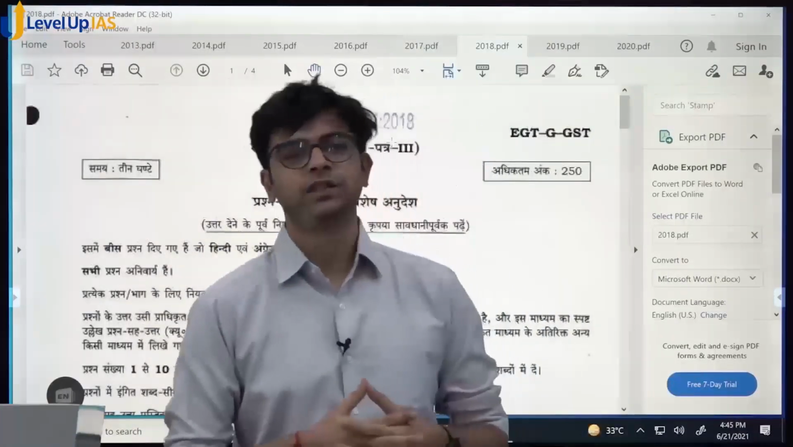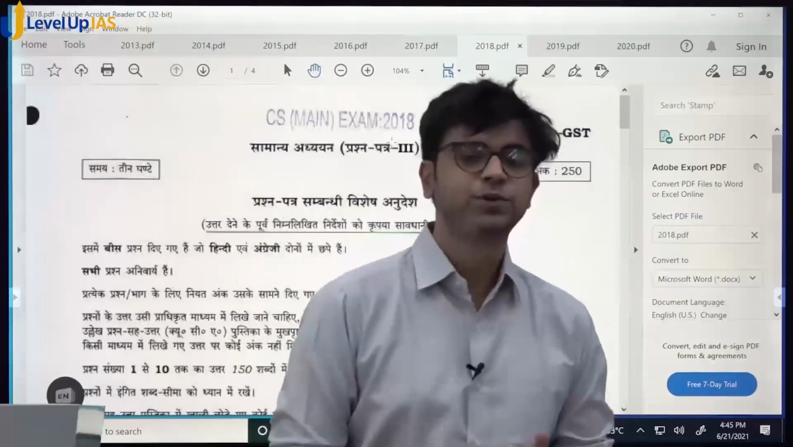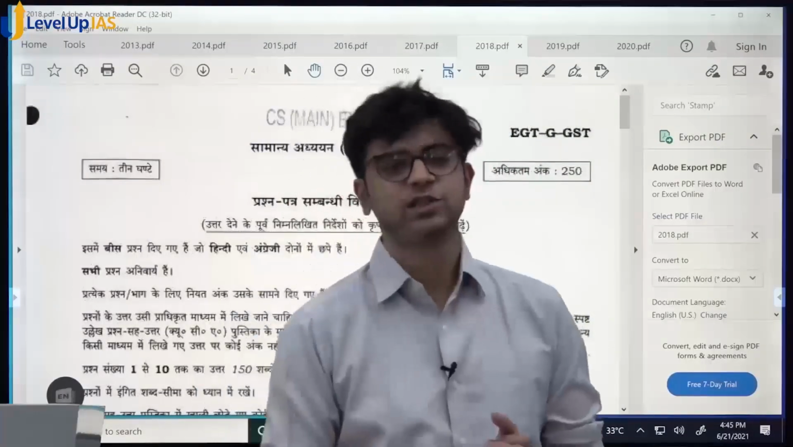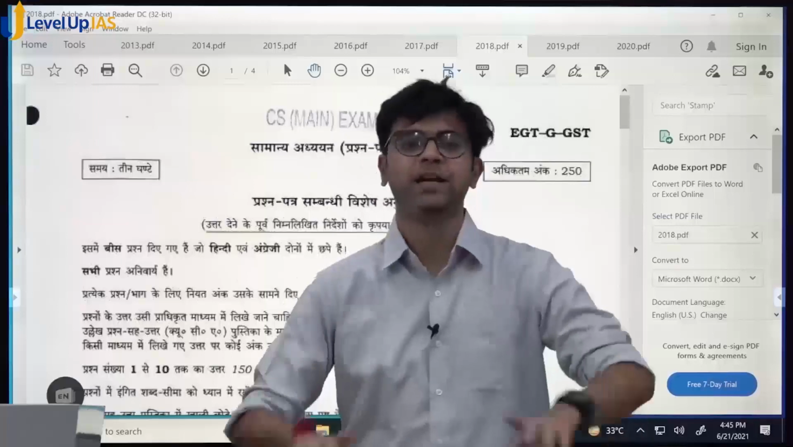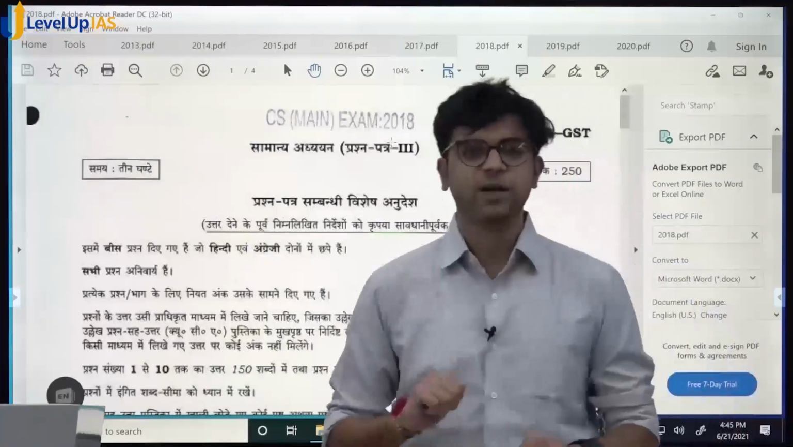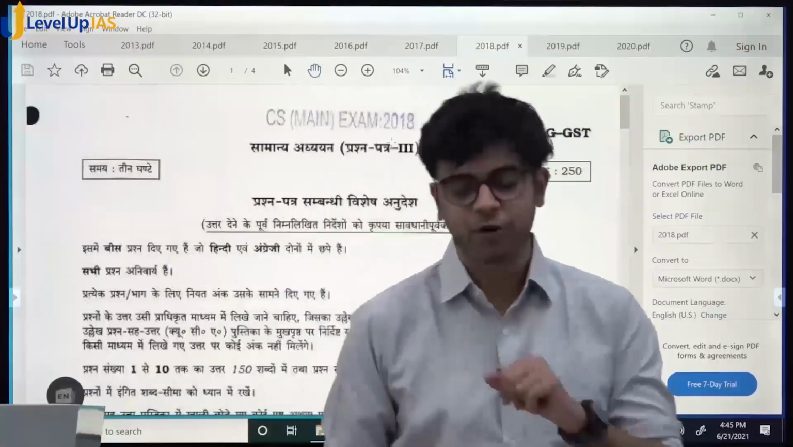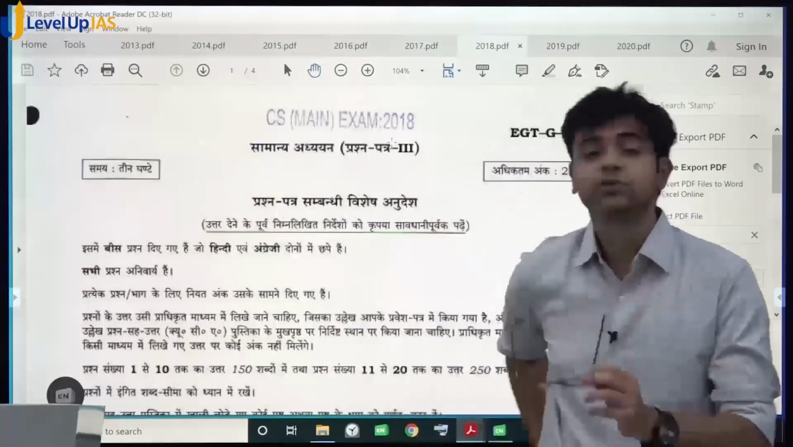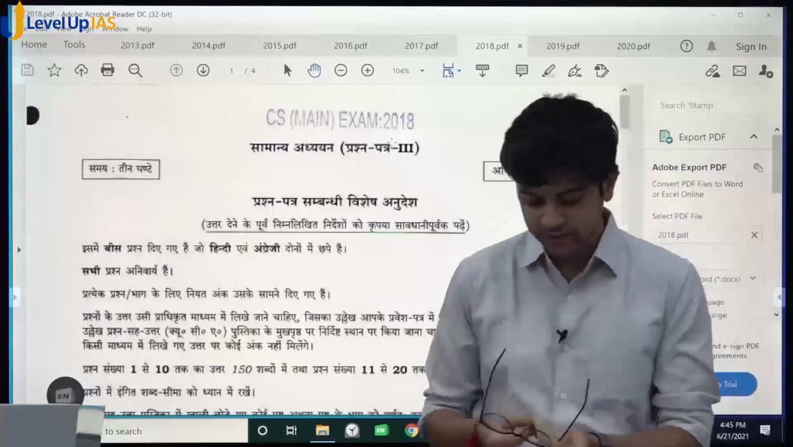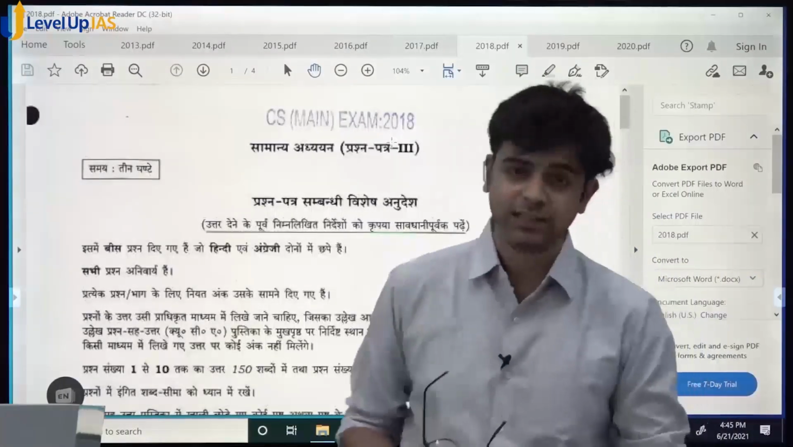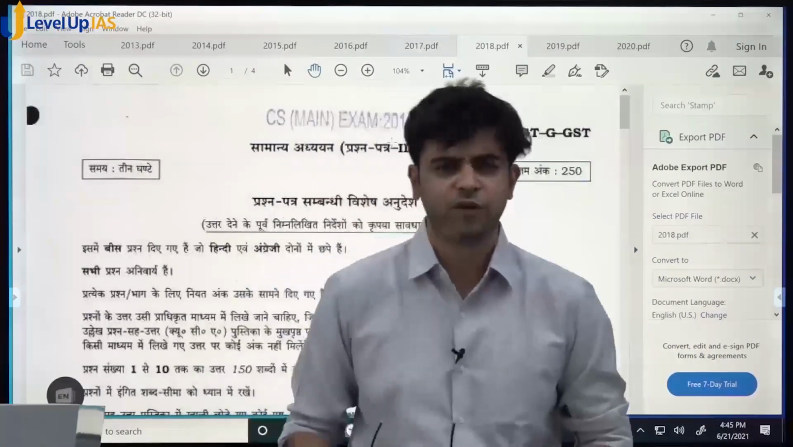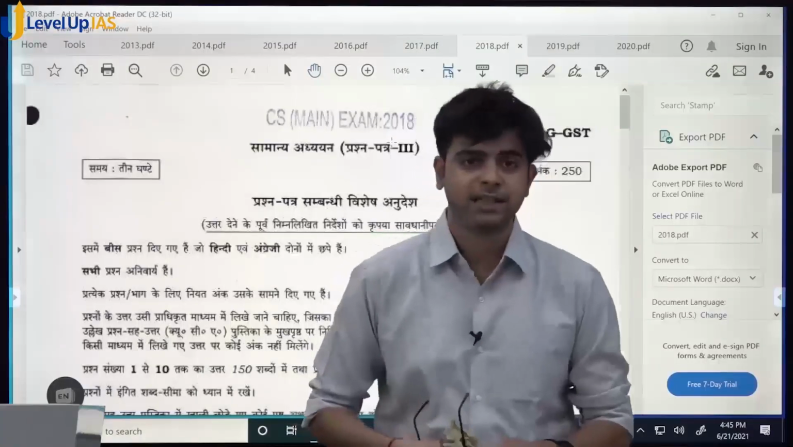The first point was Indian economy and issues relating to planning, mobilization of resources, growth, development, employment. Issues is the word. Second point, inclusive growth and issues arising from it. Third point, a very simple, straightforward point, which is government budgeting.